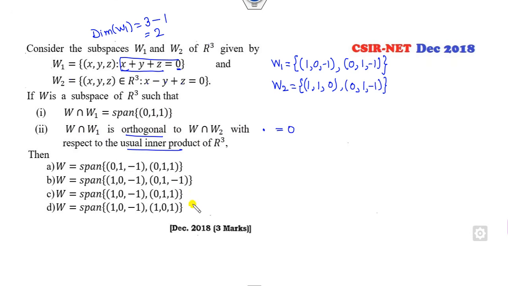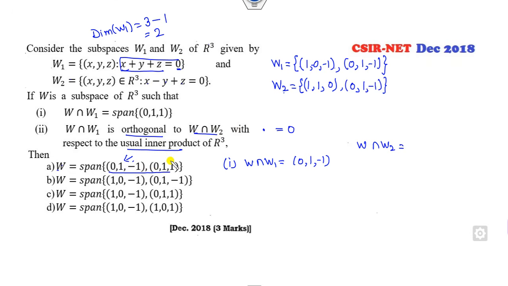Which of the following is there? Very simple again. Firstly, if W is here, can you find W intersection W1? This is my W1. What is the intersection part? You can see this is my intersection part, 0, 1, minus 1. Fine. Now, what is W intersection W2? Because we need this. W intersection W2, which one is there?